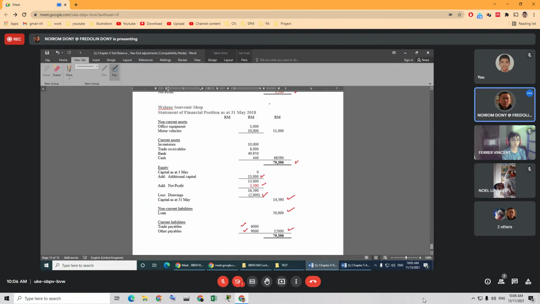Get the resources. Then list down your non-current assets. So office equipment, you have 1,000, motor vehicle, 10,000. What we have recorded in the main ledger, the general ledger. In closing inventory, this is from your additional information. So this is part of your current asset. Trade receivables, 3,000. The bank, 49,900. And your cash, 440. This is after we have done the balancing off.